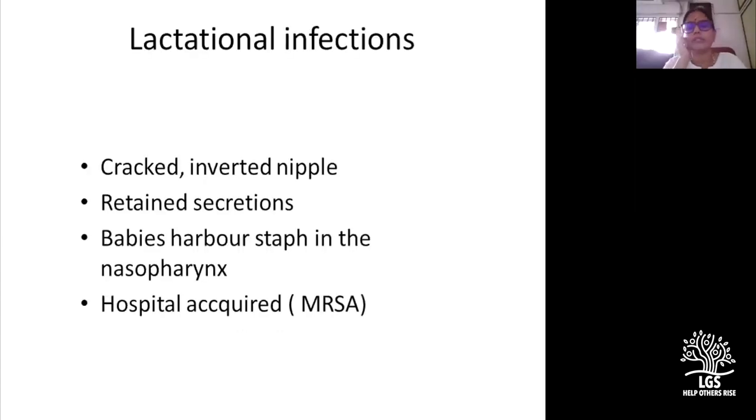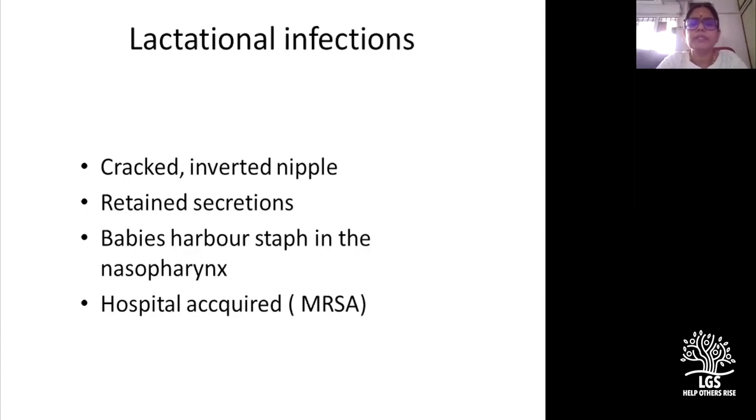So lactation associated infections can occur anytime during lactation, more often in the early period, in the first few months. When the mother is learning to breastfeed, the baby is learning to latch on, and what used to be natural earlier has now become something that has to be taught. There are specialists now called lactational consultants who train the mother about how to feed the baby. But it still doesn't prevent infections.